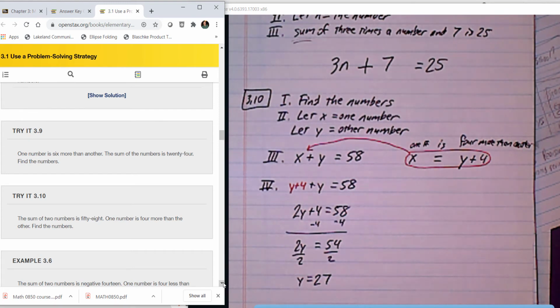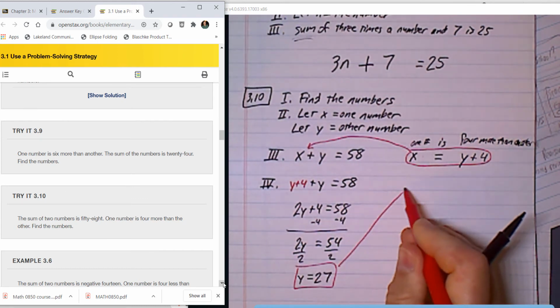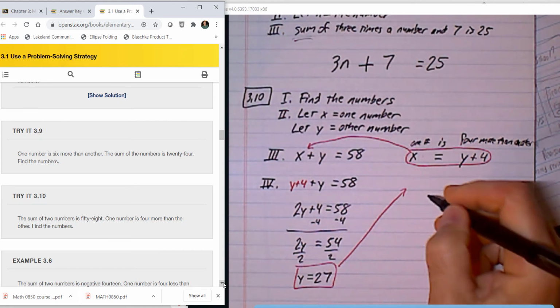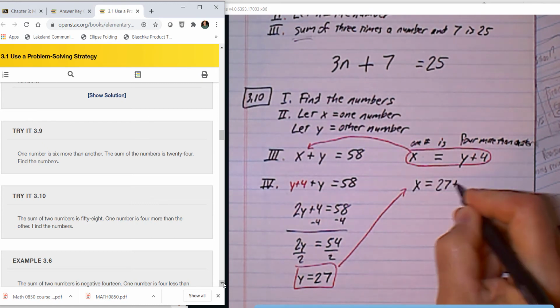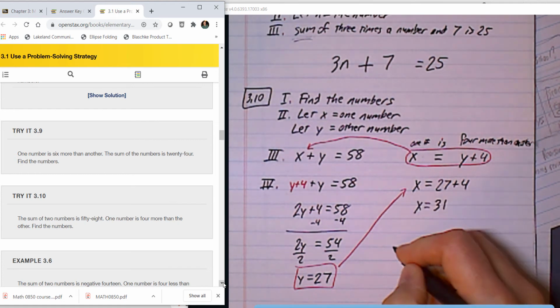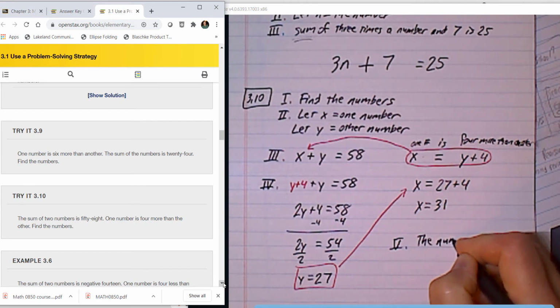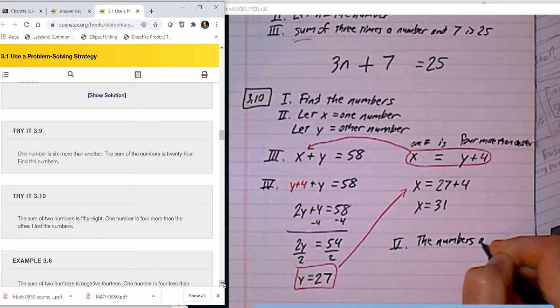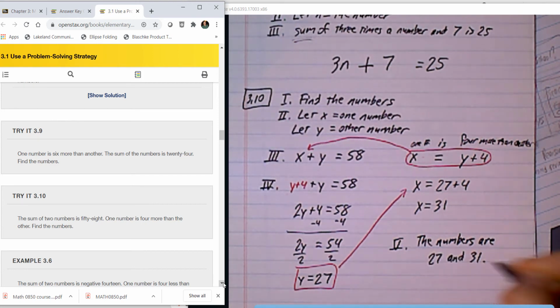Now I'm supposed to get both numbers. And notice, once you have y equals 27, you can come back to the equation you had before and substitute. Because y is 27, x is 31. And so now my step 5, I'll say the numbers are 27 and 31. So there's problem 10.